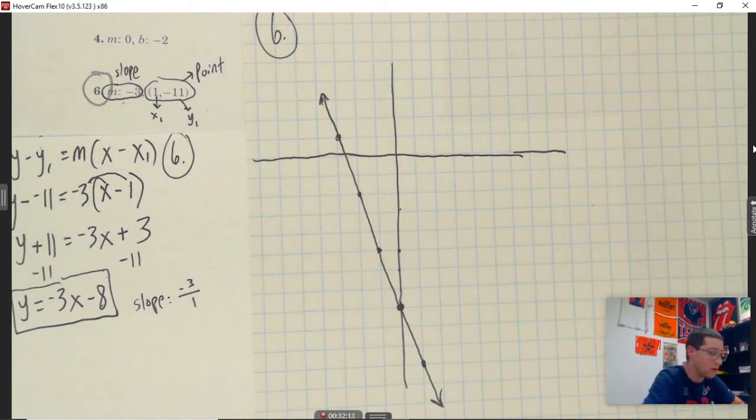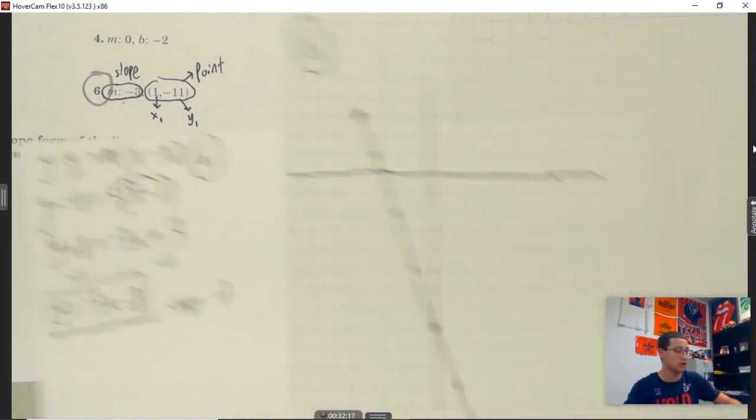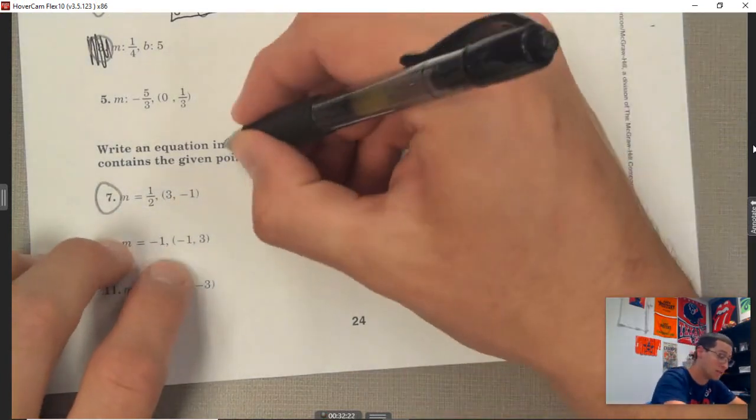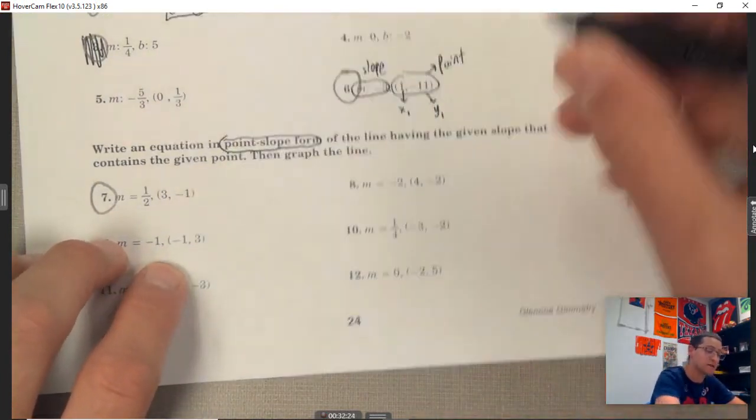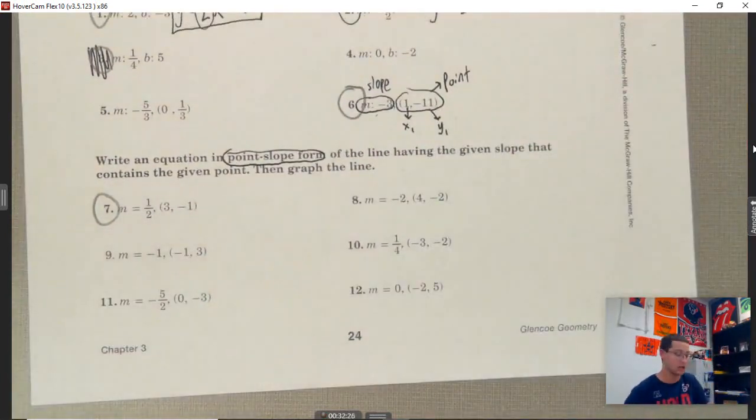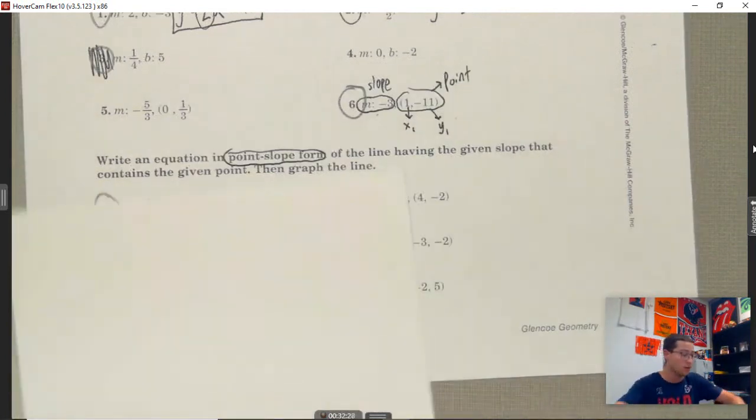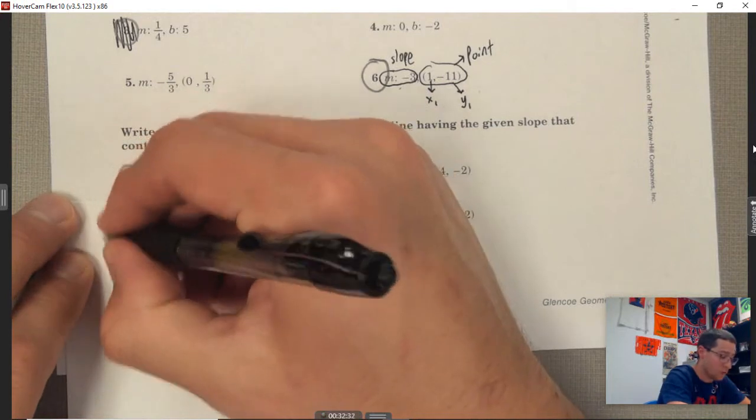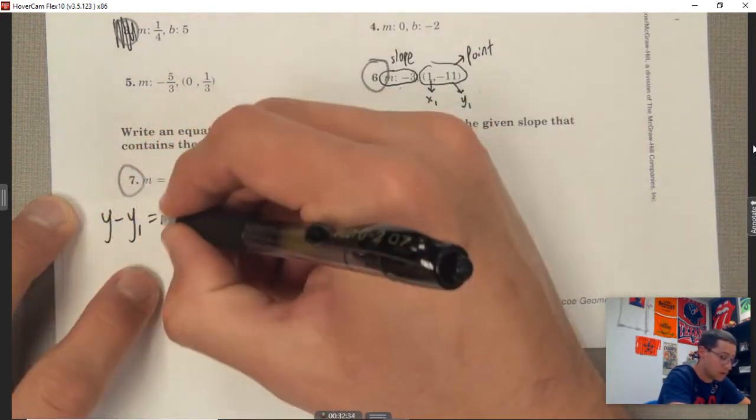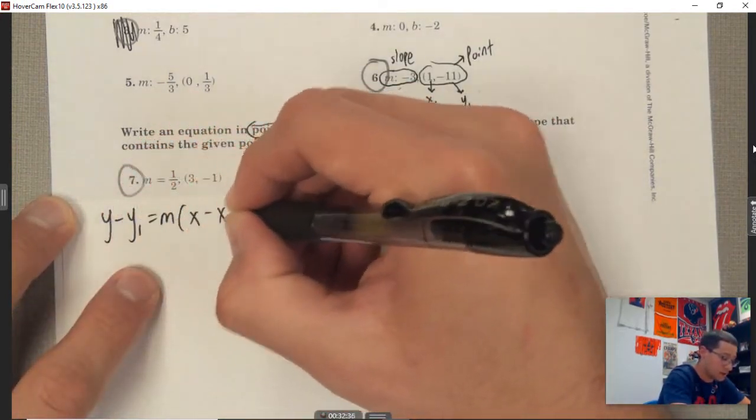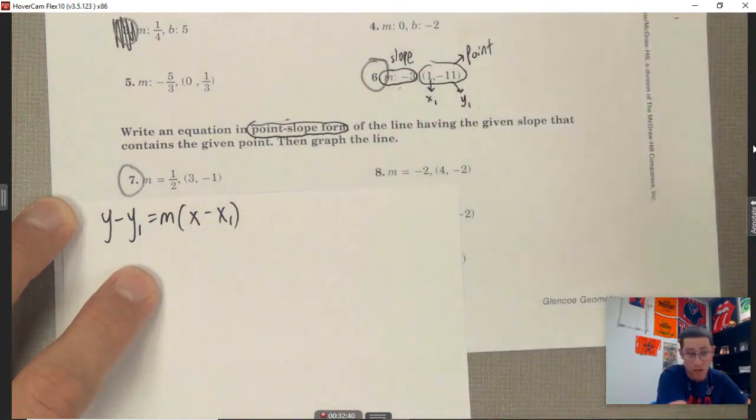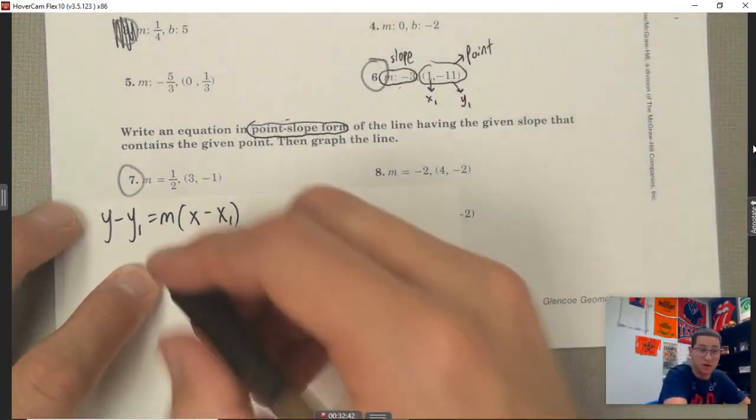All right? And then let's go ahead and do one more, just number 7, and this will be our last one. Okay, write an equation, this time in point-slope form. Well, we actually practiced that a little bit here. Okay, but we're going to go ahead and do it again. Okay, point-slope form. All right, the format, again, is y minus y1 equals m times x minus x1. And that's just this point slope form, okay? That's what it's called. It's got a point and a slope, all right?